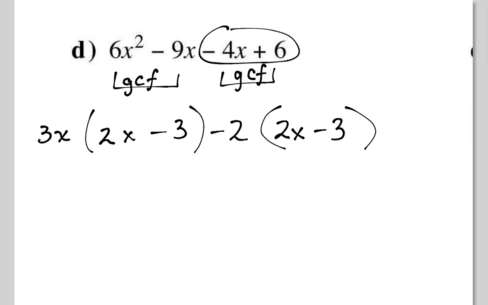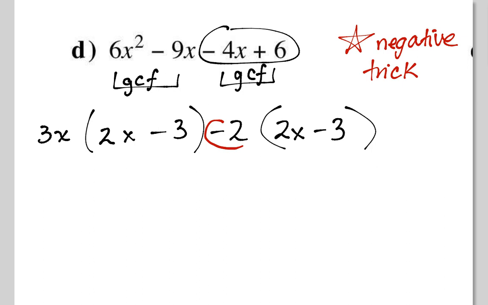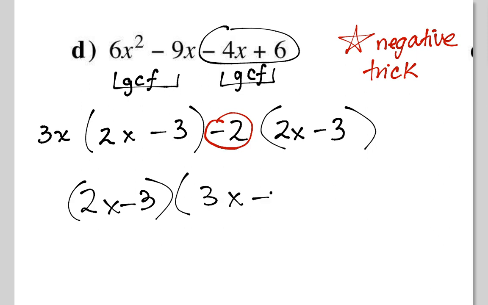No, we're going right to 326. So I'd call this like a negative trick. Now you can take out the 2x minus 3, and you get 3x take away 2. Yes. Yes.